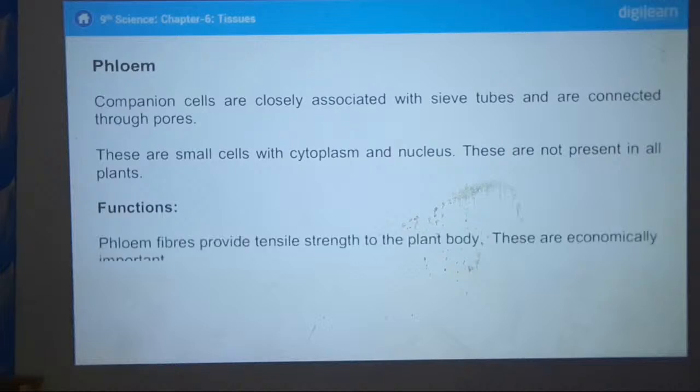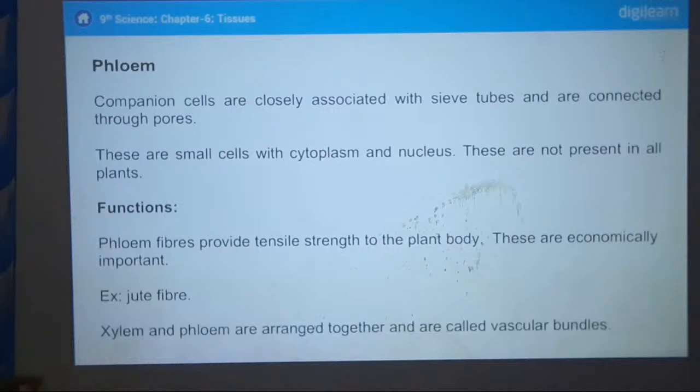Functions. Phloem fibers provide tensile strength to the plant body. These are economically important. Example, jute fiber. Xylem and phloem are arranged together and are called vascular bundles.